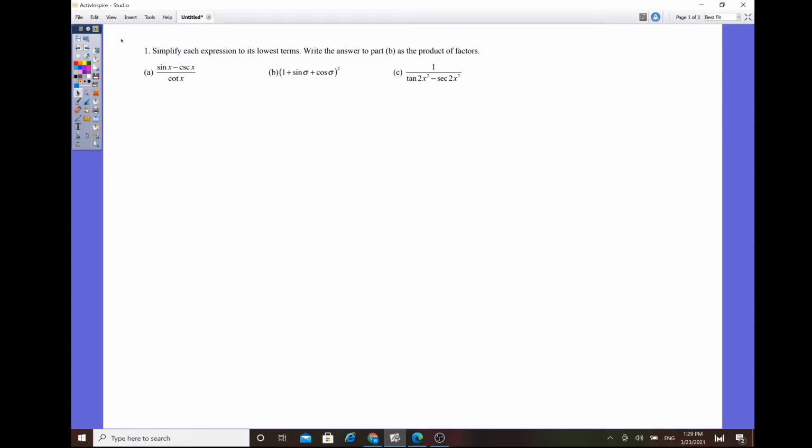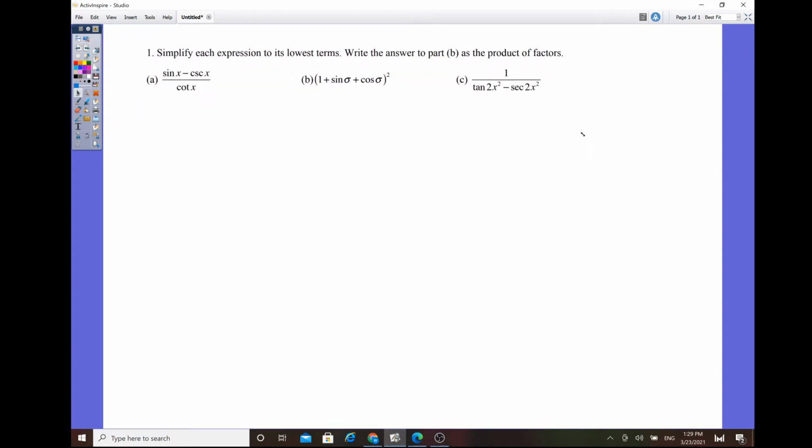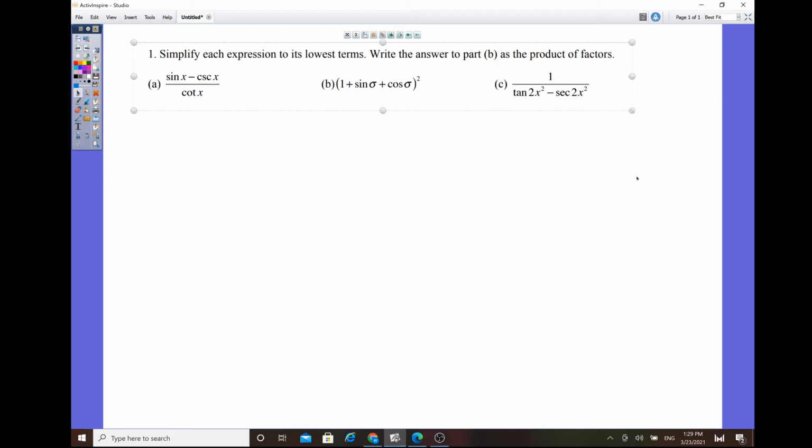So for A, we have sine of x minus cosecant of x, and then the whole quantity is divided by cotangent of x. First thing that you want to do: you don't see any kind of Pythagorean identity, so you can always rewrite this as sine and cosine. So rewrite everything in terms of sine and cosine. Cosecant is 1 over sine, and cotangent is cosine over sine.